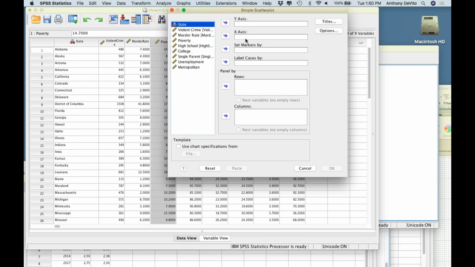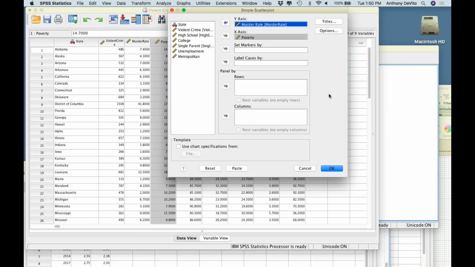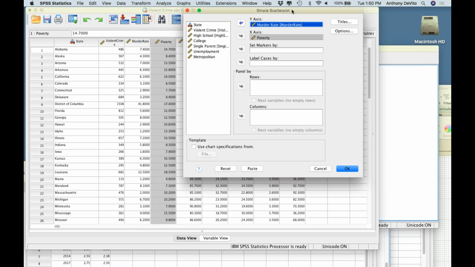It doesn't matter which goes on the x and the y axis. Remember, for correlation, we don't care which one causes which. If you want, you could say to yourself, I don't think the murder rate causes people to be poor, so maybe I'll put poverty into the x axis, the predictor, and murder rate into the y axis, because we're interested in seeing if higher poverty rates lead to more murders. I'll give you a second to do that on your own. Go ahead and say okay and plot the graph.